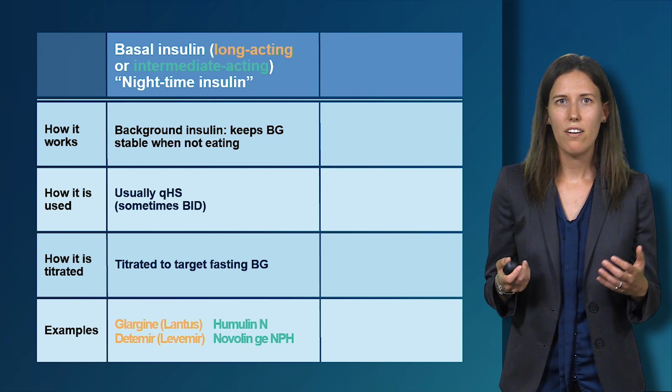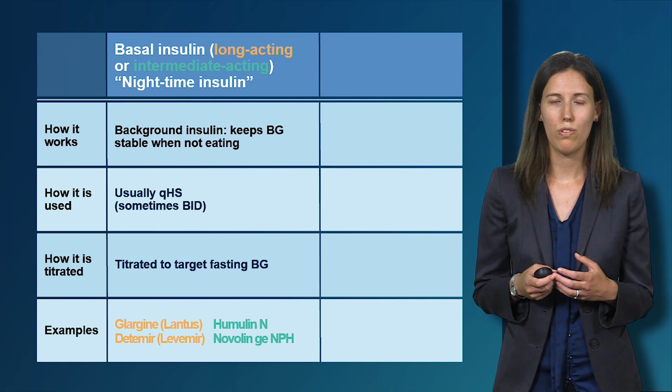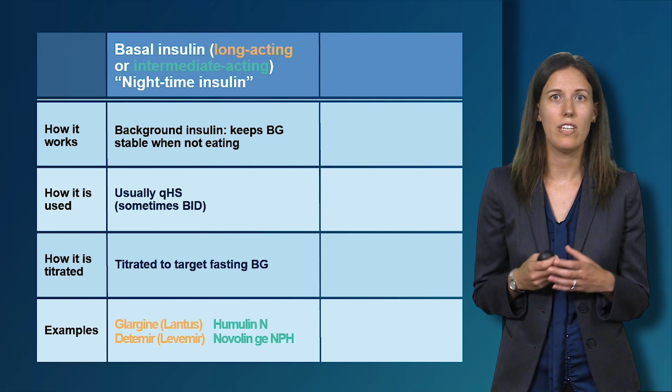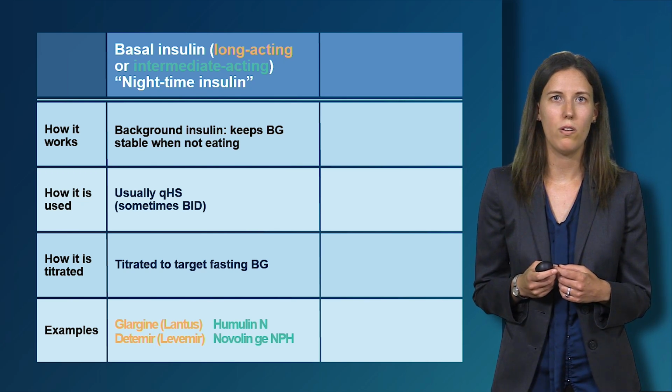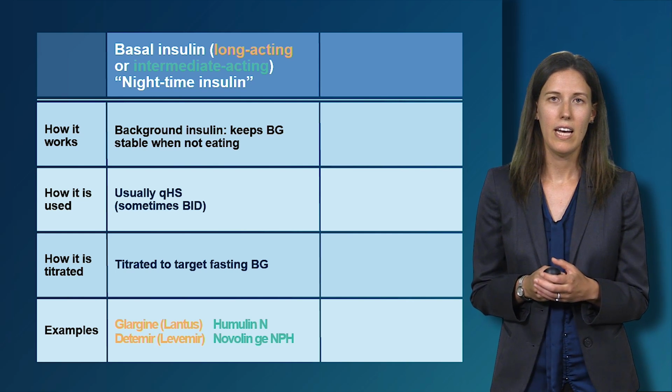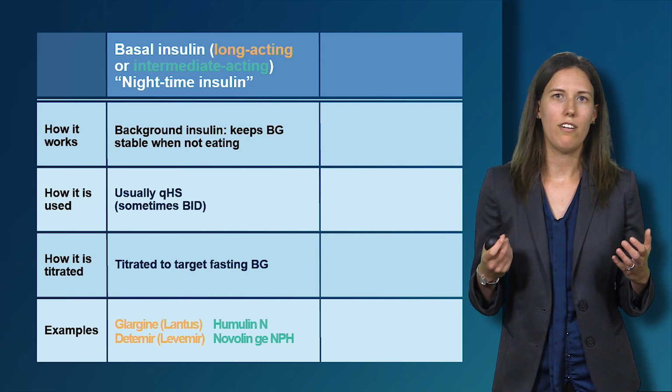So the first category or type of insulin is basal insulin. This is sometimes also referred to as long-acting insulin or intermediate-acting insulin. And patients or other healthcare members may also refer to it as nighttime insulin, as that's often when it is taken. How it works is that this is background insulin.